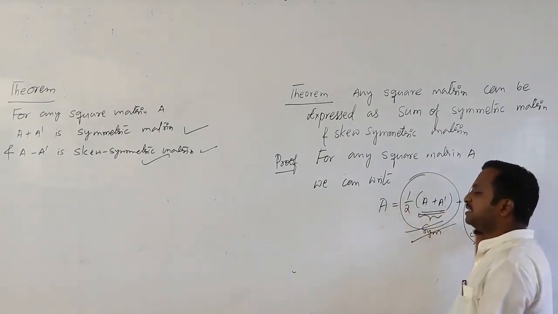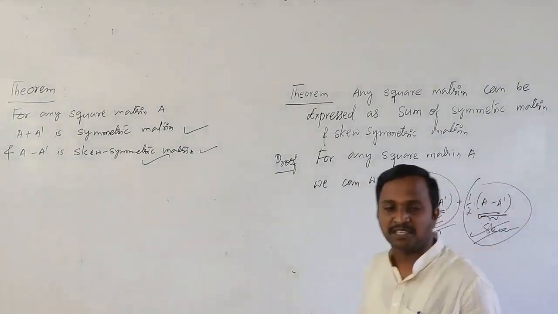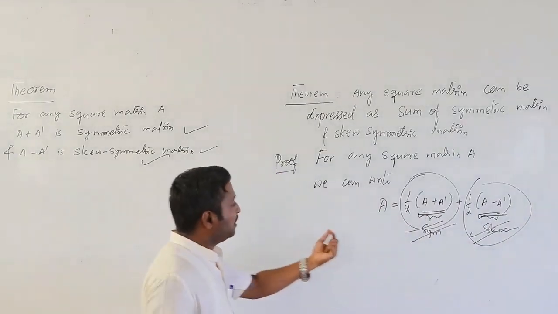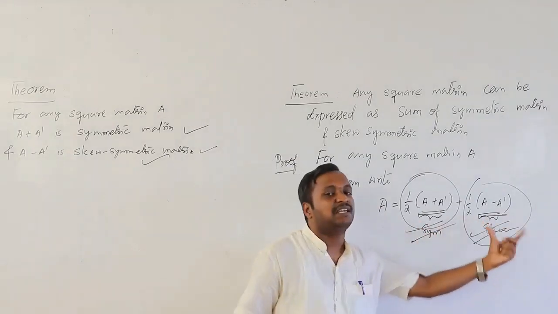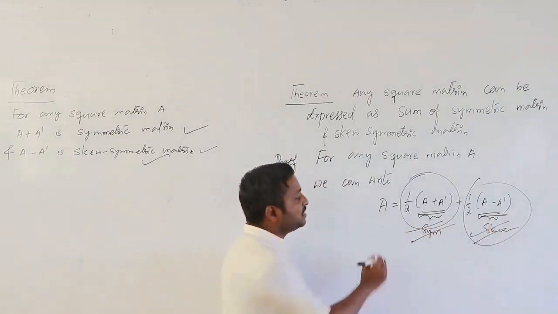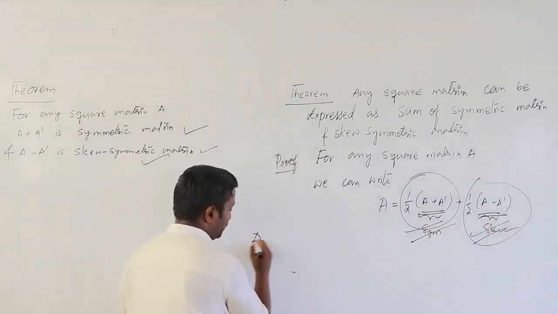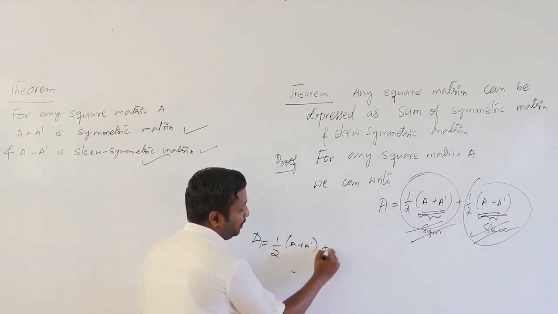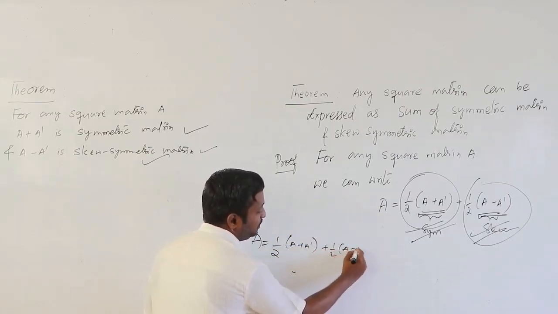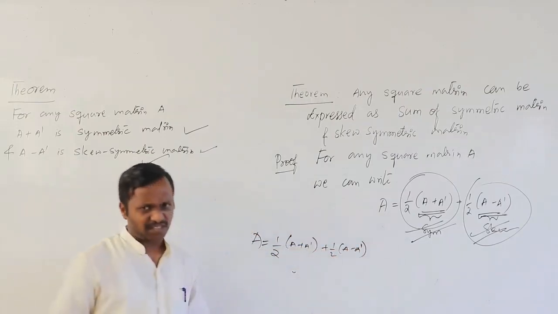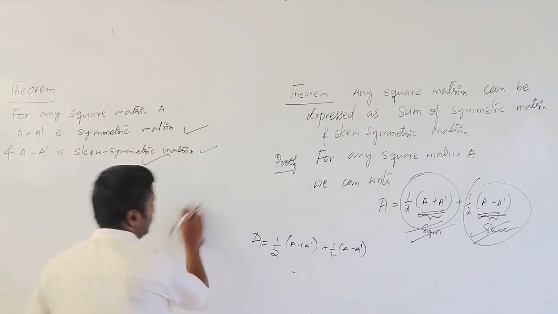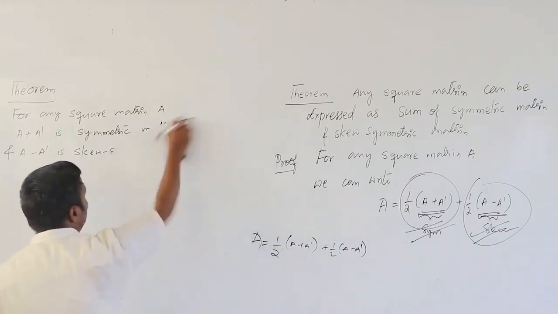Any square matrix can be expressed as a sum of a symmetric and a skew symmetric matrix. This is very important. You can remember it as 1/2 (A plus A dash) plus 1/2 (A minus A dash). This statement is required to remember that point. It's very important. The proof is very simple.